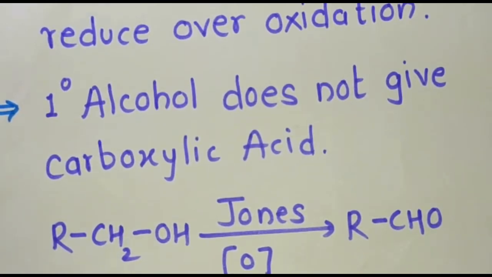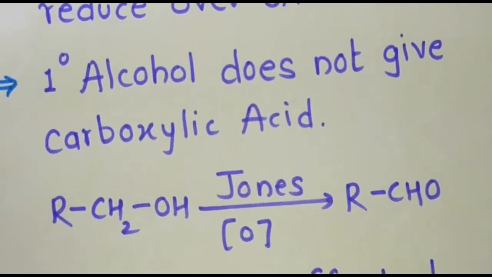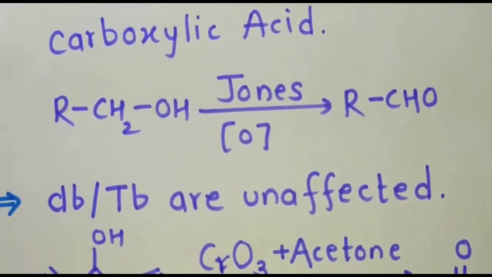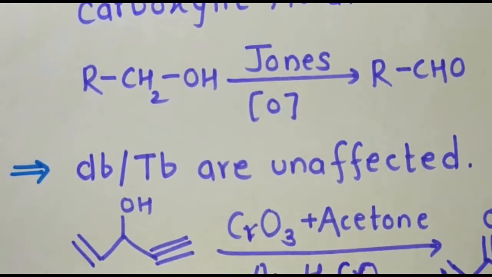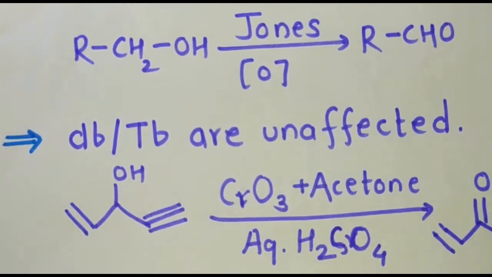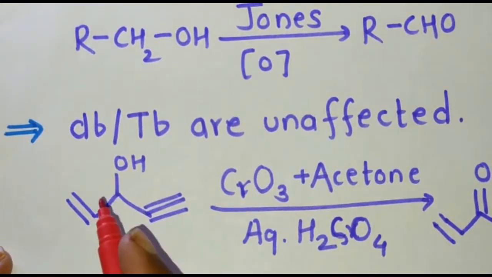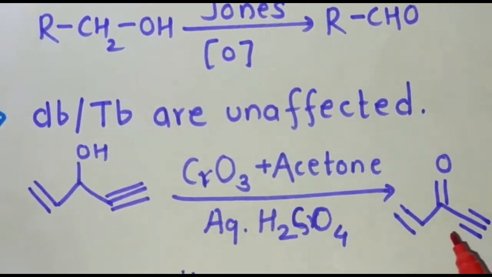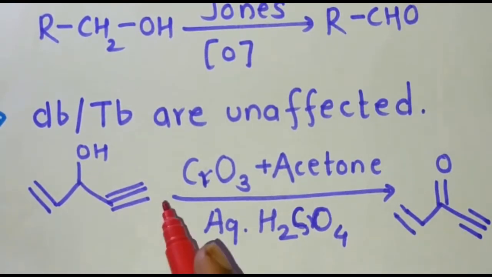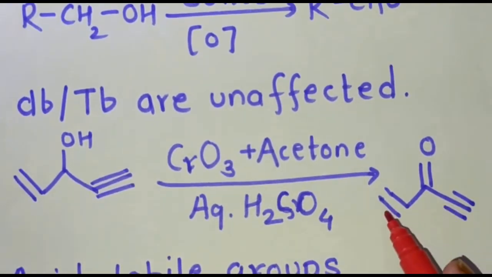But when we have chromic acid as the oxidizing agent, there will be over oxidation of the primary alcohol. The double bond and triple bond are unaffected in the case of Jones reagent. But in the case of chromic acid, the double bond and triple bond also get oxidized. Here you can see the secondary alcohol is oxidized to the ketone. The double bond and the triple bond remain as they are in the product.